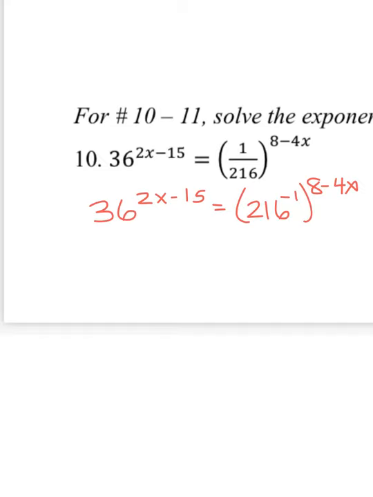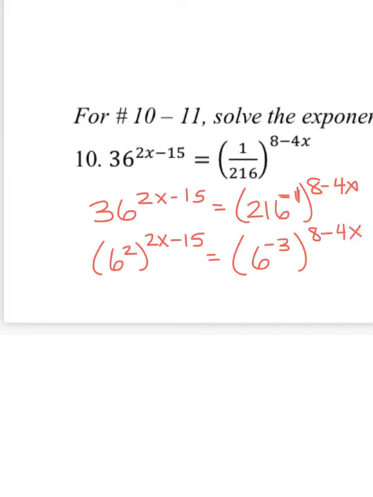So the base that I know I'm going to be able to get with a 36 is that 36 is 6 to the second power, raised to the 2x minus 15. And then 216 is 6 to the third power. But because this was a negative 1, this is going to be negative third power, right? 6 to the third is 216. 6 to the negative third is 1 over 216, which is what I want.